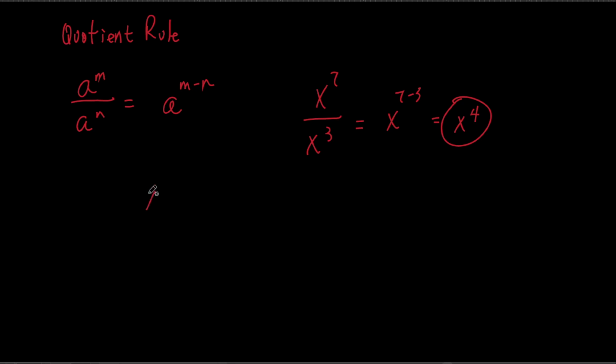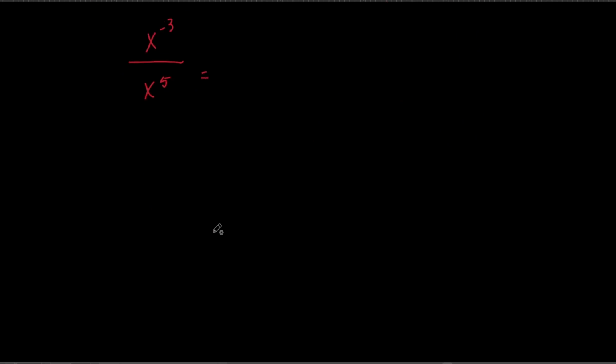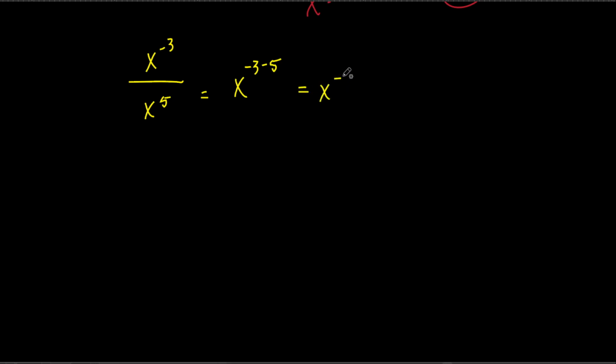What if you had some negative exponents? What if I had x to the negative 3rd over x to the 5th? Let's do that one. I can change that color. Is that better? Thanks for letting me know. What's the rule? I take the top one, subtract the bottom one, and what do I get? X to the negative 8th. There we go.